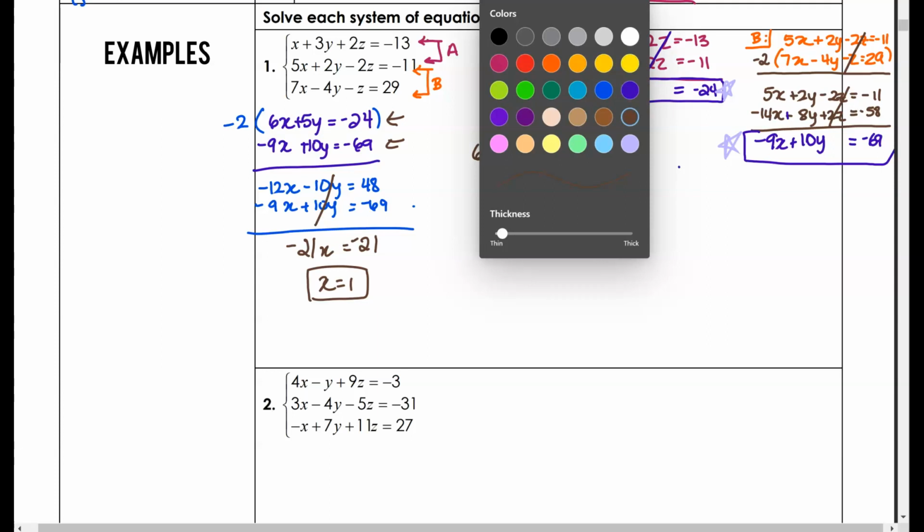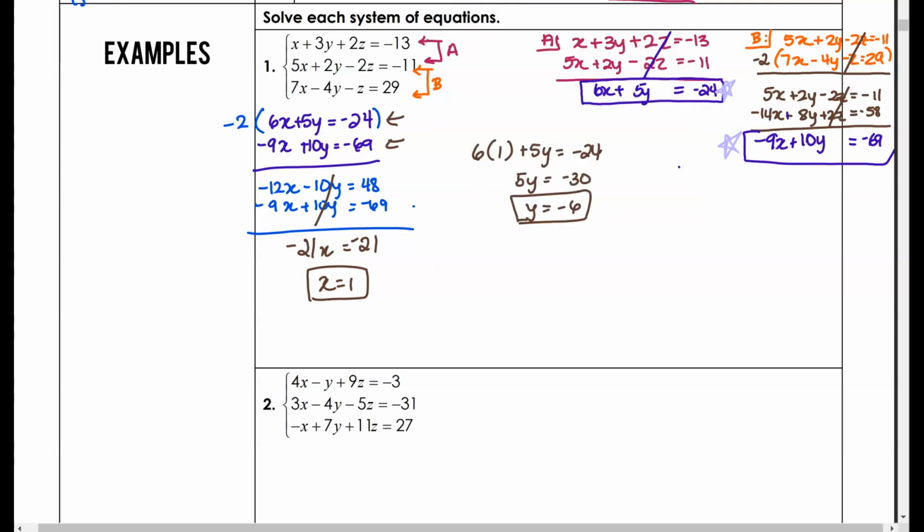All right, 2 variables down. Now I need to find that third variable, that z variable. So now I'm going to pick from one of the main equations, now that I know what y and x are. So let's pick the first one. So I'm going to have 1 plus 3 times negative 6 plus 2z equals negative 13. So 3 times negative 6 is negative 18. So I have 1 plus negative 18 plus 2z equals negative 13. And so negative 18 and 1, that's negative 17.